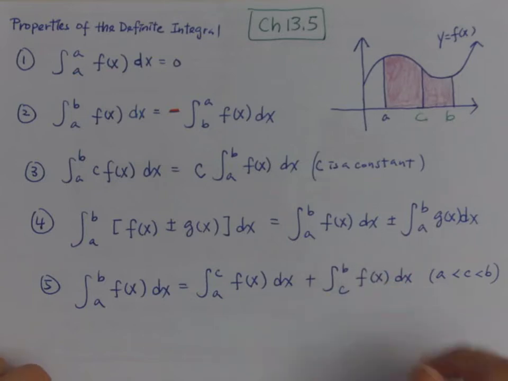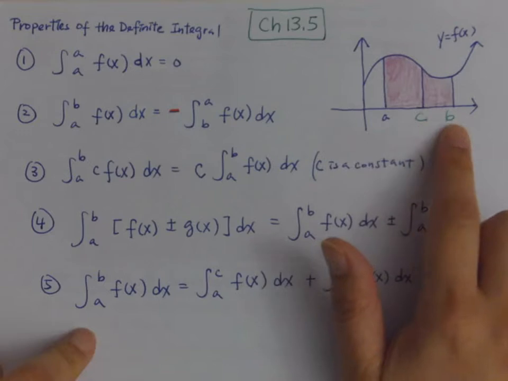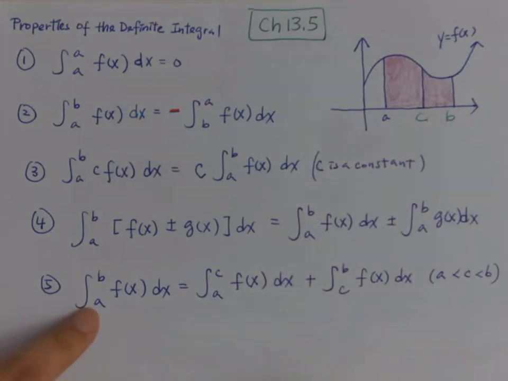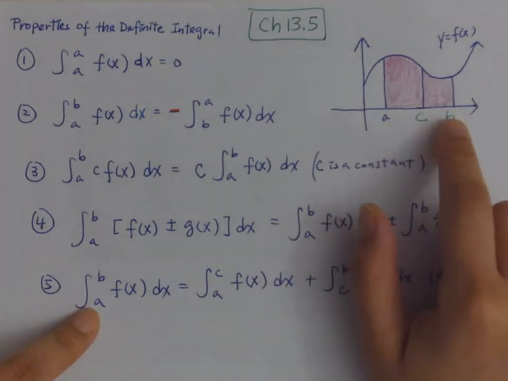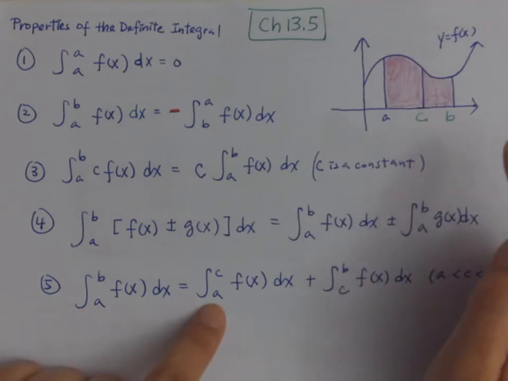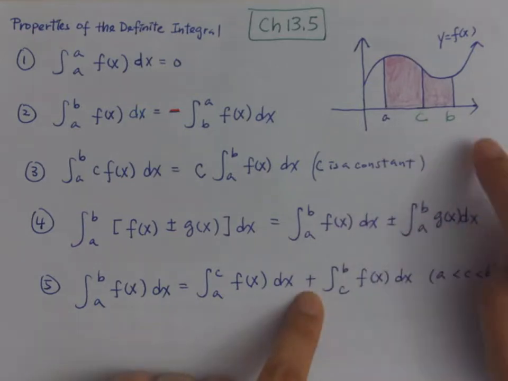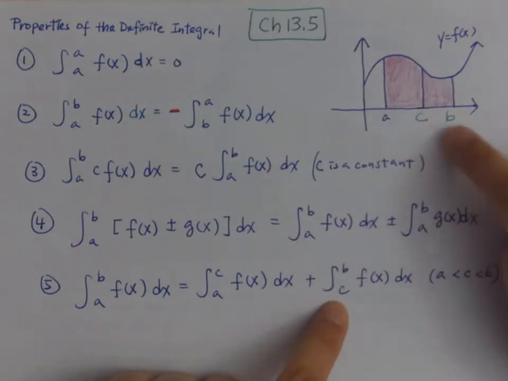The next one, I know this is kind of looking weird, but the graph has A, C, and B, right? So if you're finding the area from A to B, that would equal the integral finding the area from A to C, and then adding the area from C to B.